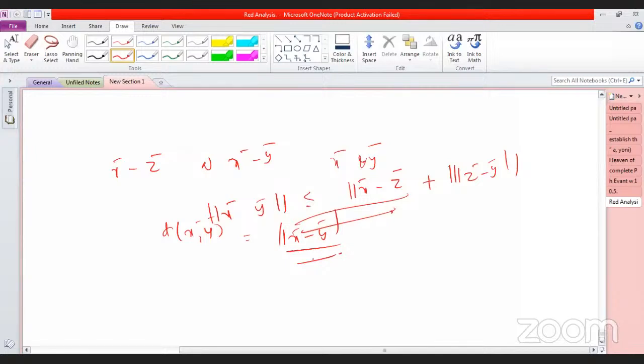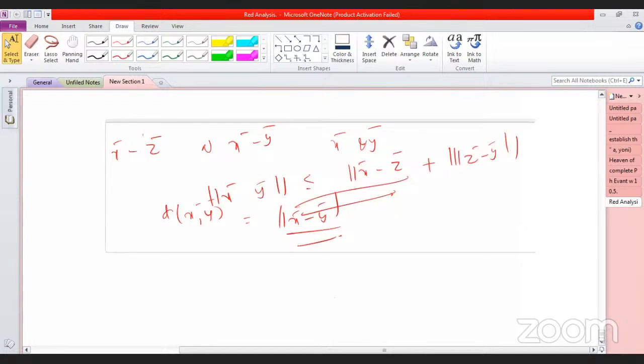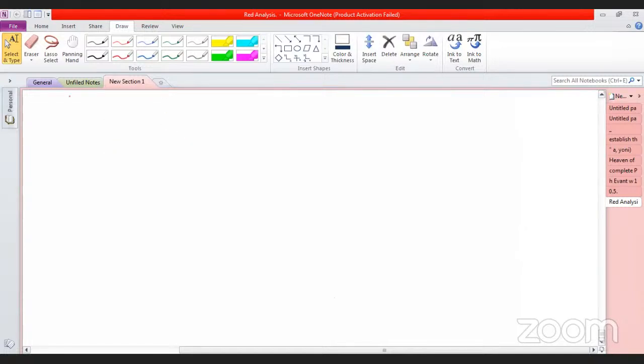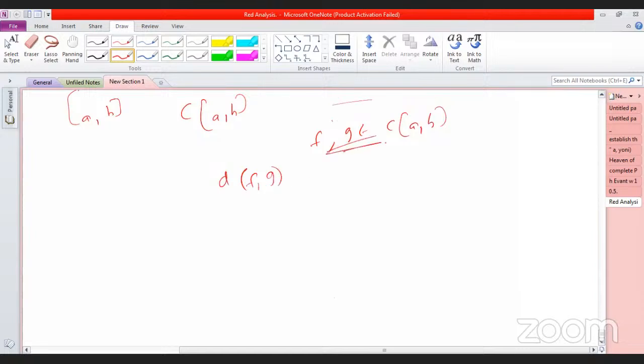Set of all continuous functions in the closed interval a comma b. It is denoted by C[a,b], and it is a metric space if f comma g belongs to C[a,b], defined here. d of f comma g I am taking here. Here f comma g we are taking d of f comma g.